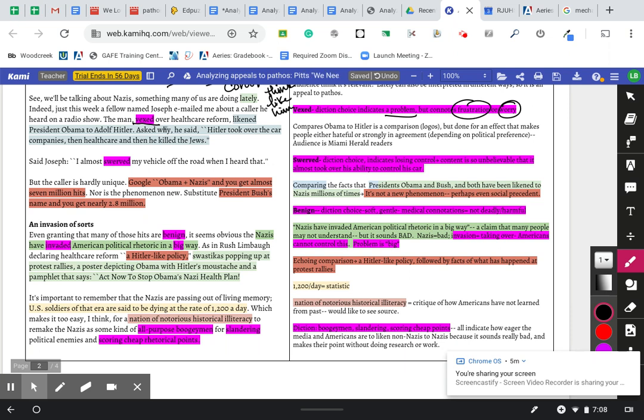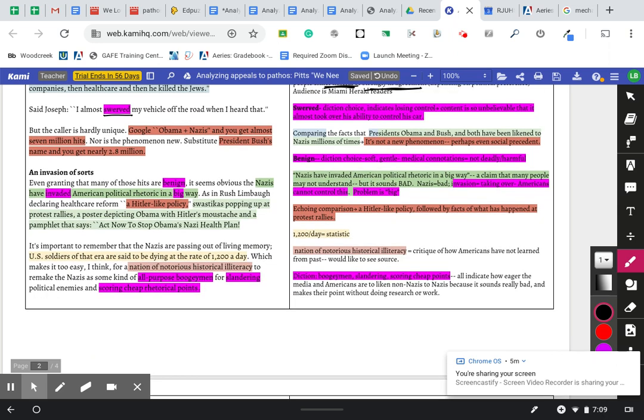And he compared President Obama to Hitler. And why, he asked, Hitler took over the car companies, then healthcare, and then he killed the Jews. So this comparison could be logos, but by comparing to Hitler, it maybe shows that we either are hateful of this comparison, or we're strongly in agreement, depending on political party. And he's saying, I almost swerved off my vehicle, indicating he lost control.